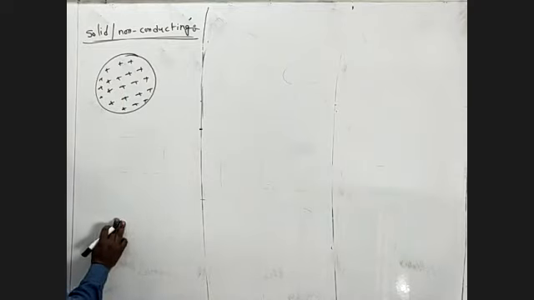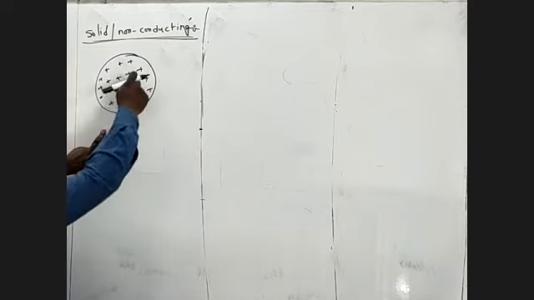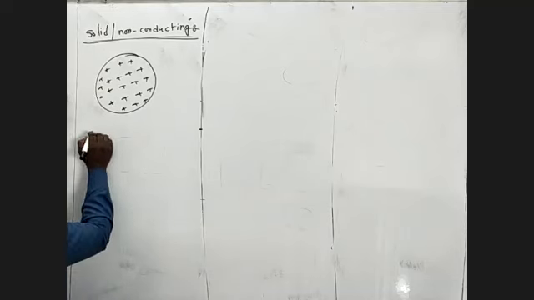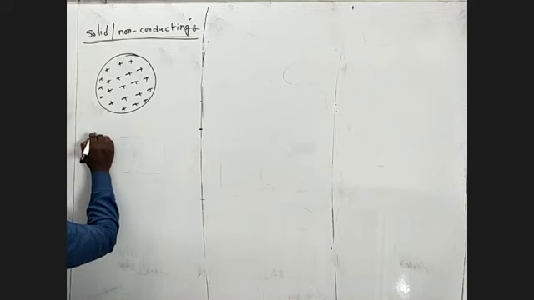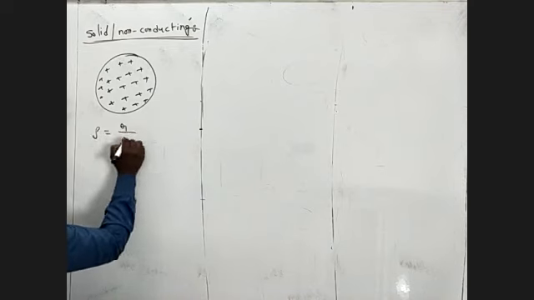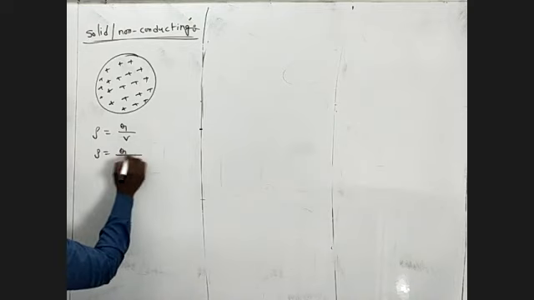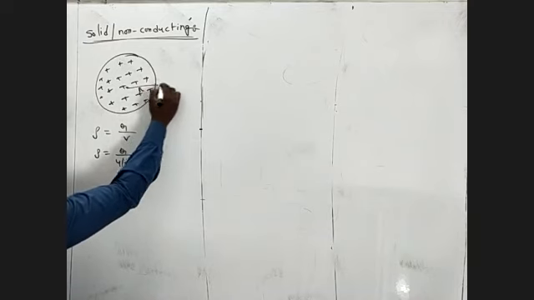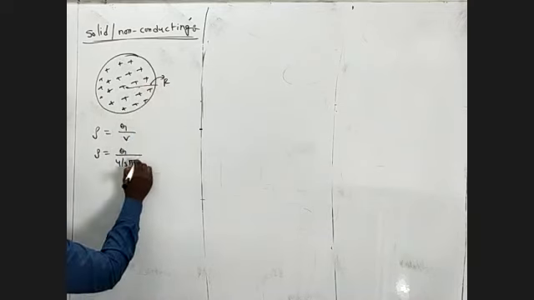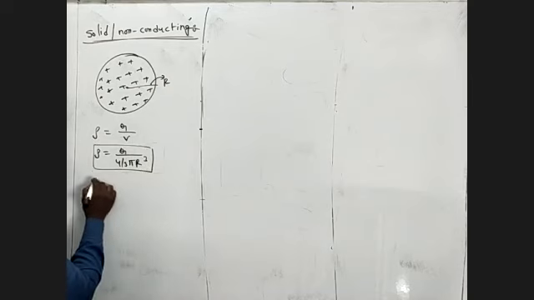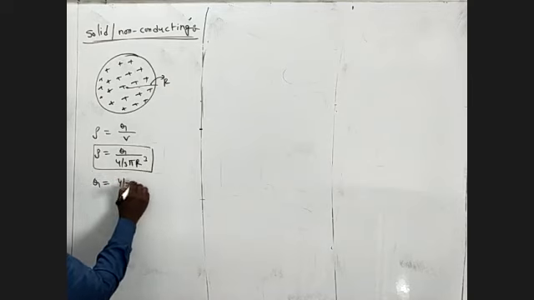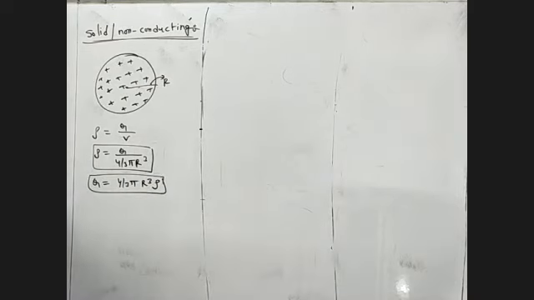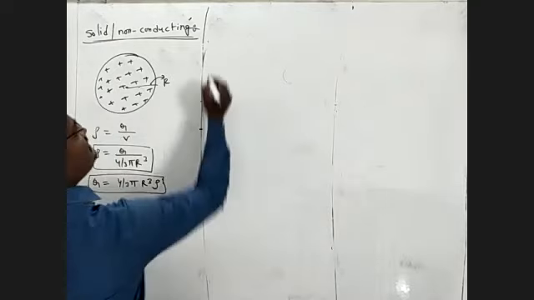So the positive charge is uniformly distributed over the body. Rho is equal to Q by the volume of the body. Radius is capital R, so the volume is 4 by 3 pi R cubed. Q is equal to 4 by 3 pi R cubed rho. We are going to calculate case number one.